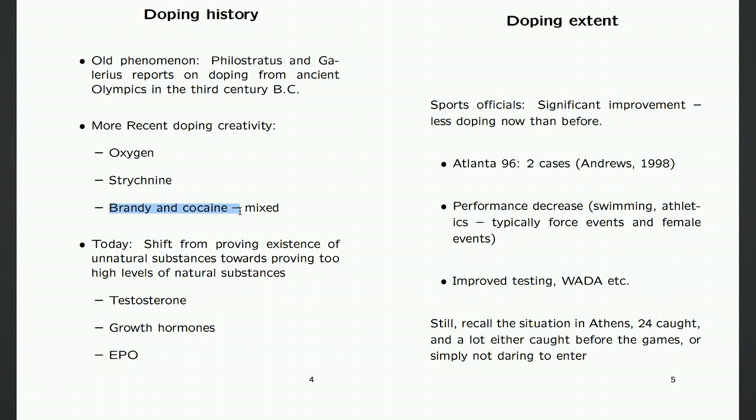But in these latter years we've seen a shift from proving existence of unnatural substances towards proving too high levels of natural substances. And of course this is kind of tricky, isn't it? In the old days you added some artificial substance to the body to perform better.